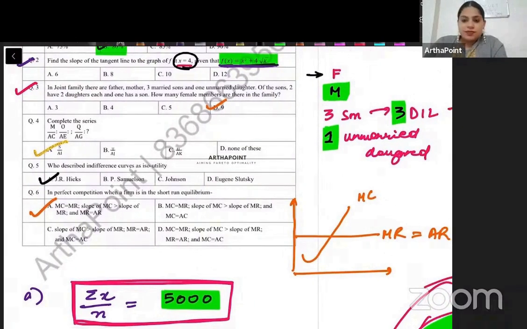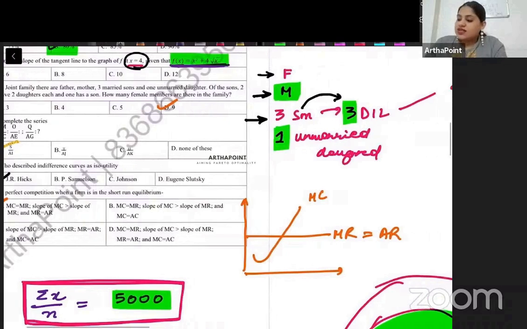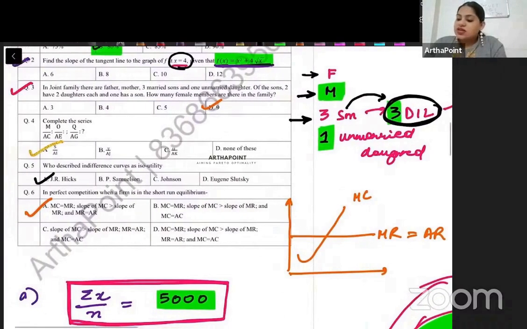There is a father. Then there is a mother. Then there are 3 sons. So beta, 3 sons means 3 daughters-in-law also. Each is married, so they will have 3 daughters-in-law. So from here, three more females have come, right? Now it says that 1 unmarried daughter, so this 1 unmarried daughter is also there.